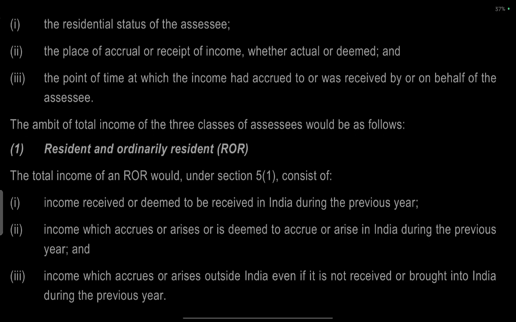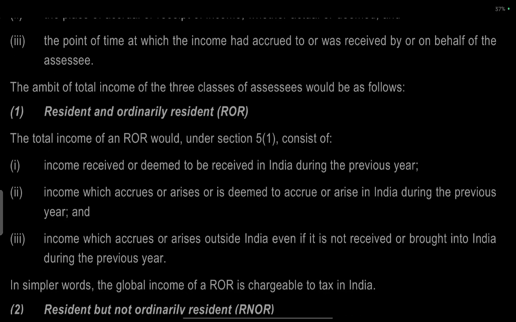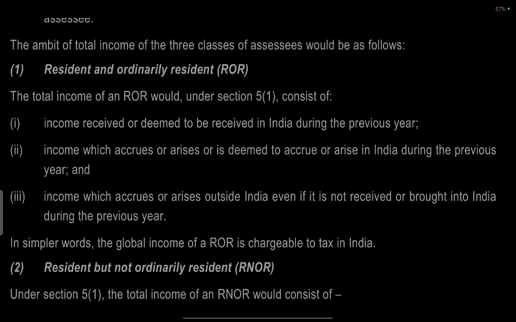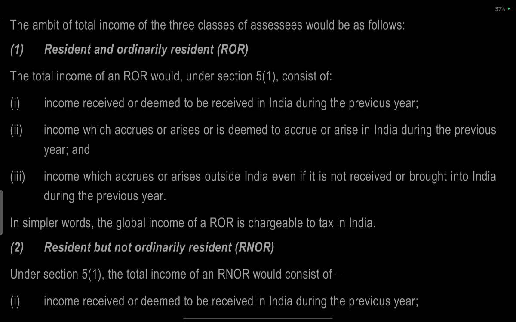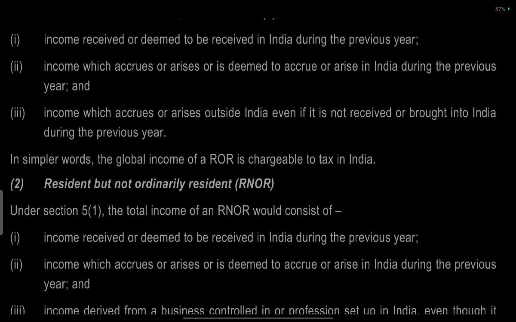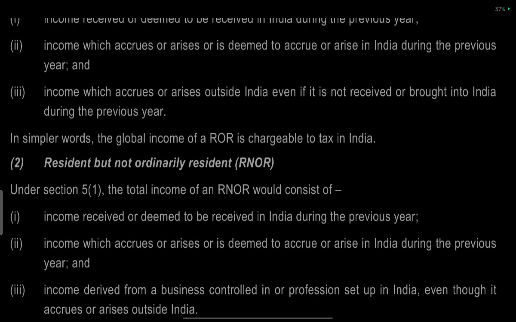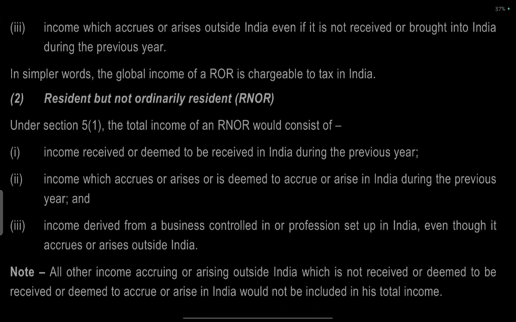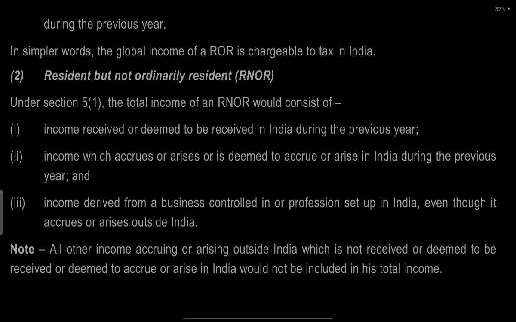The ambit of total income of the three classes of assessees is as follows. Resident and ordinarily resident: total income under Section 5(1) consists of income received or deemed to be received in India during the previous year; income which accrues or arises or is deemed to accrue or arise in India during the previous year; and income which accrues or arises outside India, even if it has not been received or brought into India during the previous year. In simple words, global income of an ROR is chargeable to tax in India.